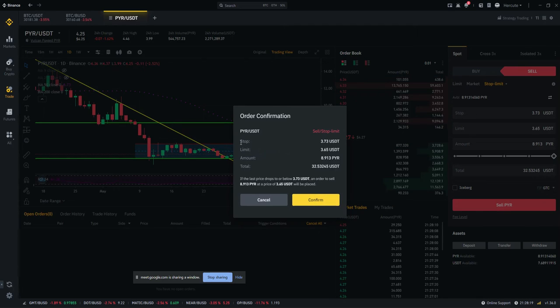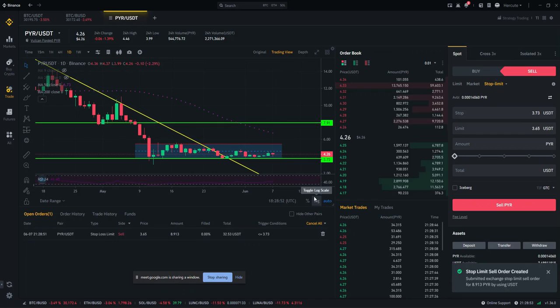But just before that, you can see here our stop price is 3.73 because that is where our support line is. And our limit price is 3.65, just a little bit below our support area, which is where we are targeting if the market breaks below that point. And the amount that we are selling is that, and this is the total amount of money that you're going to make if the order gets executed. So I'm going to click confirm. And you can see here an order has been placed.